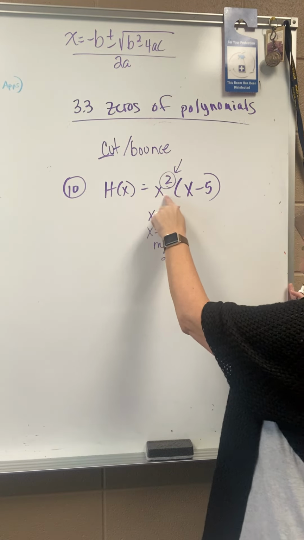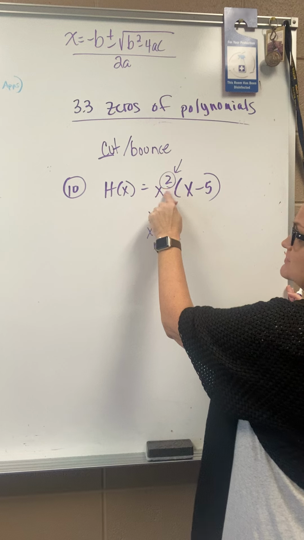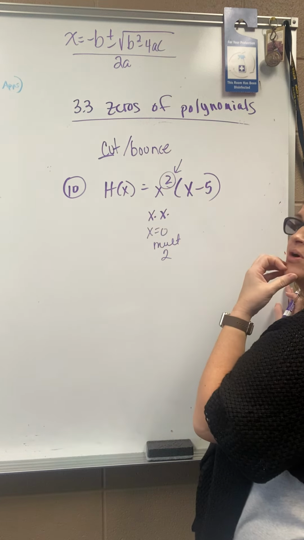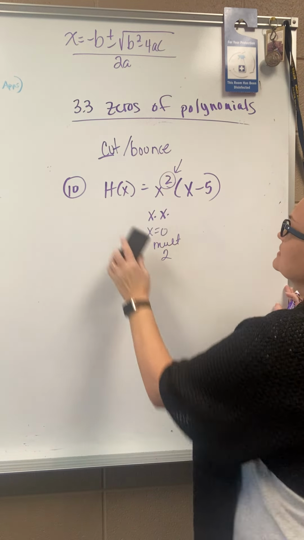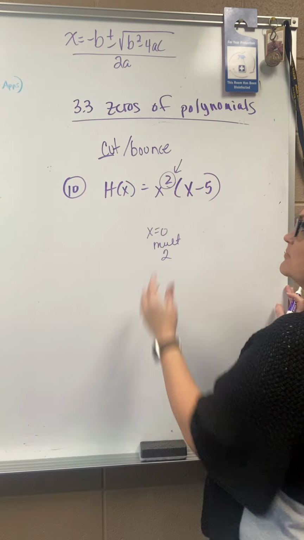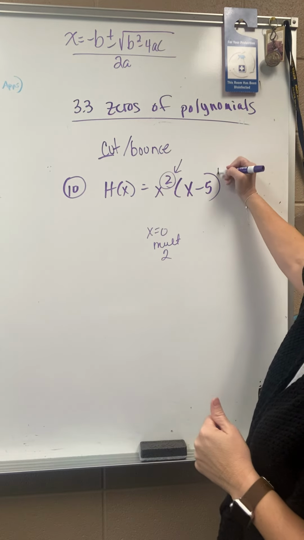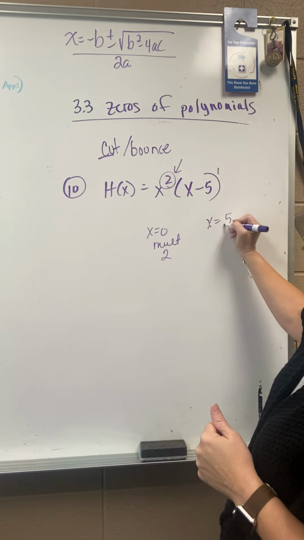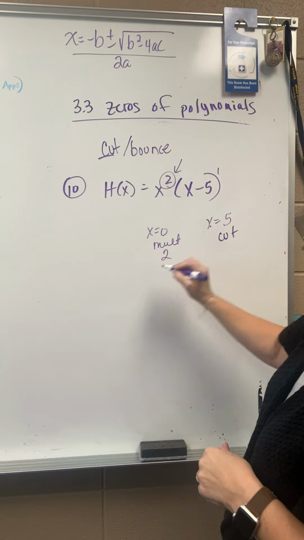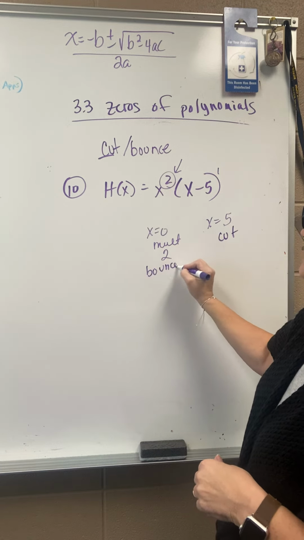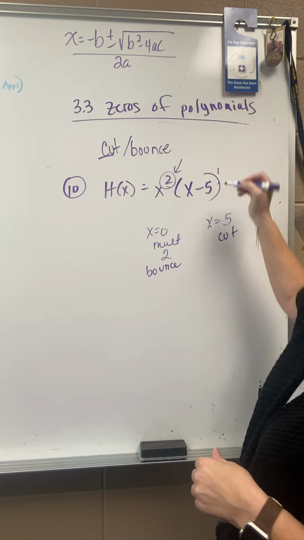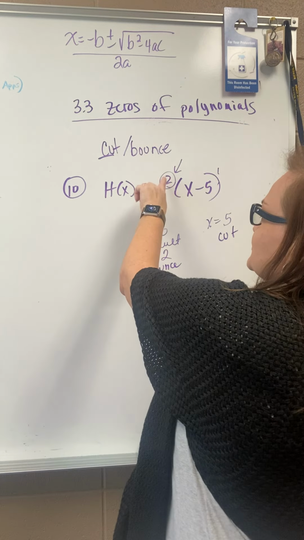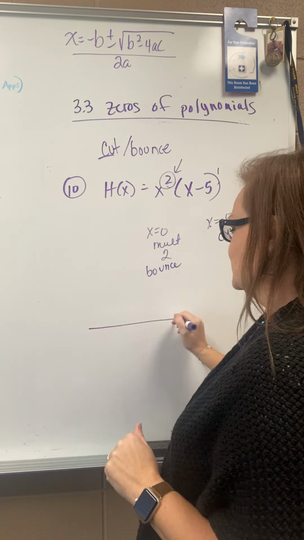It's going to go through the origin when you don't have a number by it. It's like x plus 0. So the origin, or 0, is the x-intercept, but it bounces there. And then this is just there once, so that'll be x is 5, and that will cut. This one bounces, again, because of the even multiplicity, and this one bounces, or did I say this one bounces and that one cuts? That's what I should say.